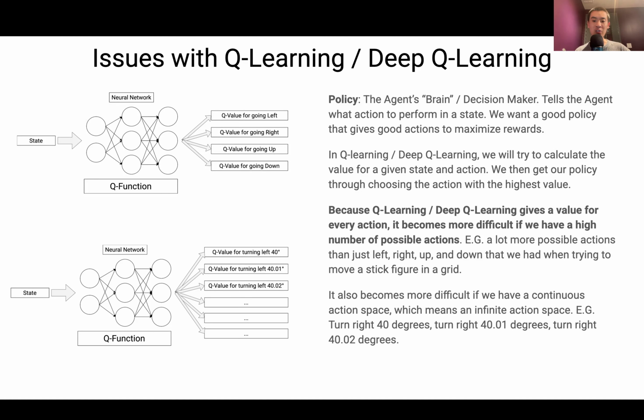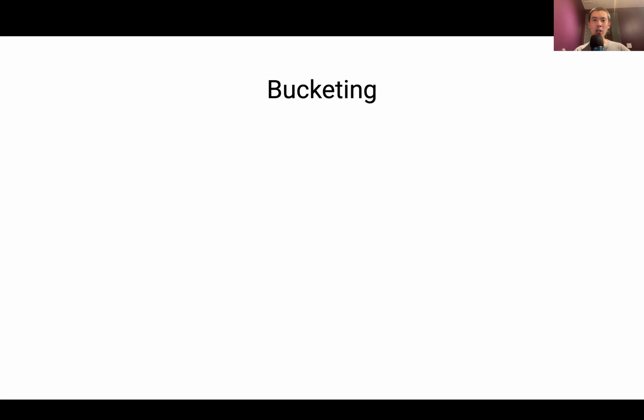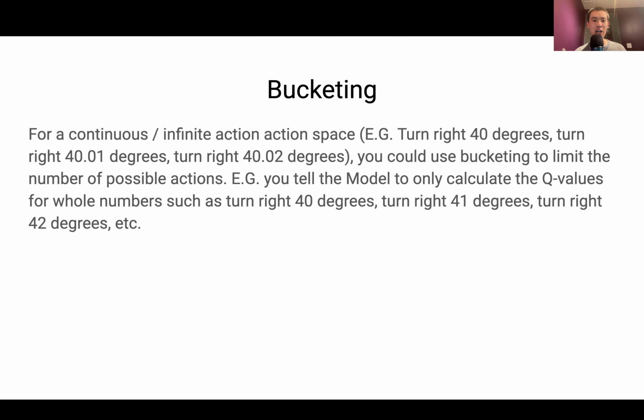It also becomes more difficult if we have a continuous action space, which means an infinite action space, such as turn right 40 degrees, turn right 40.01 degrees, turn right 40.02 degrees. So one solution some of you might have thought of could be bucketing, where for a continuous/infinite action space, you could use bucketing to limit the number of possible actions. E.g., you tell the model to only calculate the Q values for whole numbers, such as turn right 40 degrees, turn right 41 degrees, turn right 42 degrees.